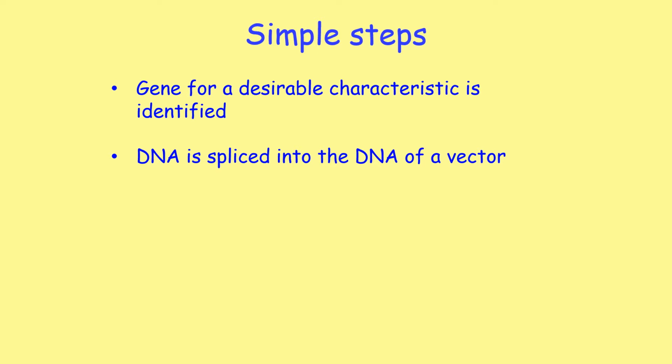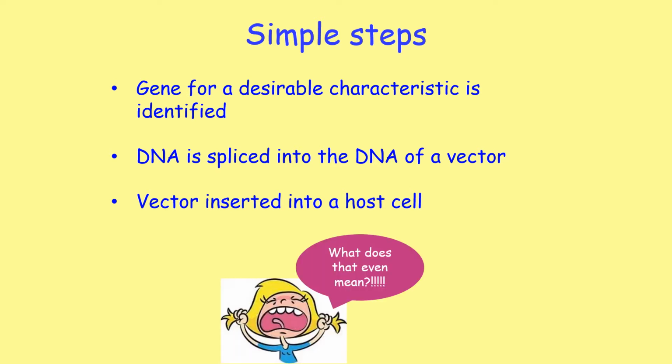We then have to cut that gene out of the whole genome and then splice it into the DNA of a vector. A vector is simply something that's going to transport our gene of interest into a new host cell. And in this case, we're looking at engineering microbes, so it's going to go into a bacterial cell. So what we'll do is recap over each of these steps in a bit more detail.